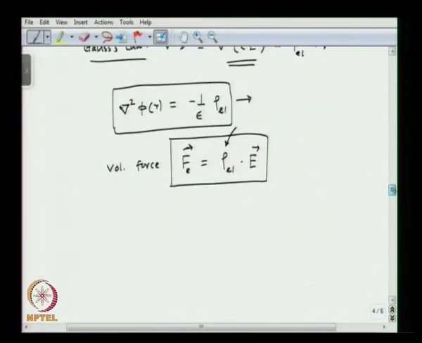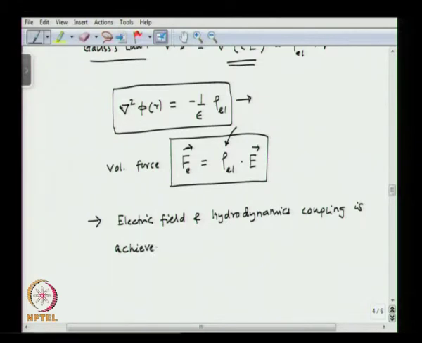So the coupling of the electric field and hydrodynamics is achieved by using the electrical body force in the Navier-Stokes equation.